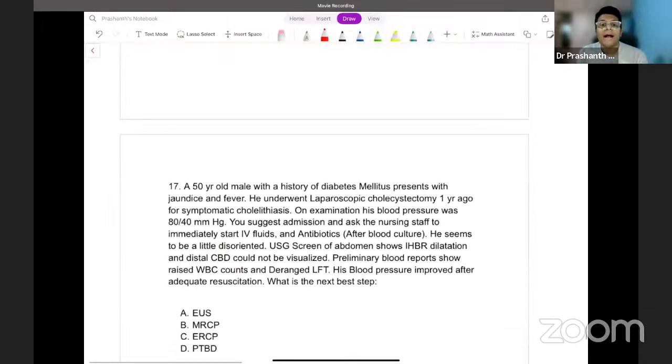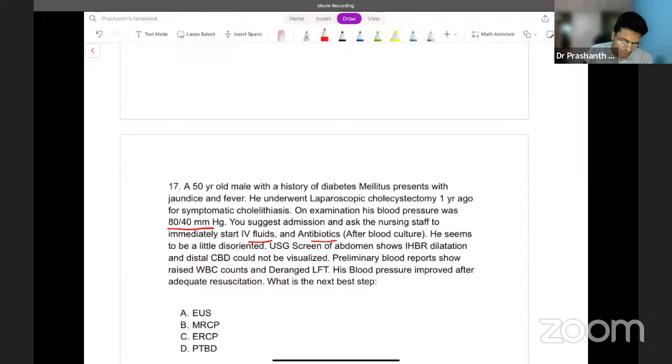Next question is, a 50-year-old male with a history of diabetes mellitus presents with jaundice and fever. He underwent laparoscopic cholecystectomy 1 year ago for symptomatic cholelithiasis. On examination, the blood pressure is borderline. You suggest admission, you give IV fluids, antibiotics. After the blood culture, he seems to be a little disoriented. Ultrasound shows IHBR dilatation, distal CBD could not be visualized. You do blood tests and WBC is elevated, and there is deranged LFT, liver function test. His blood pressure improves after adequate resuscitation. Next, what is the best step?